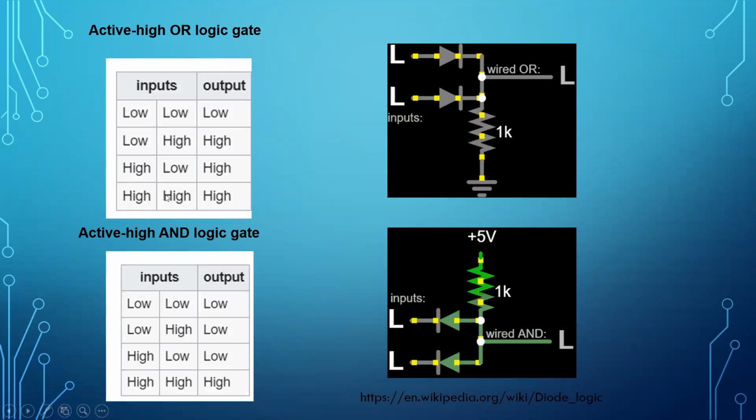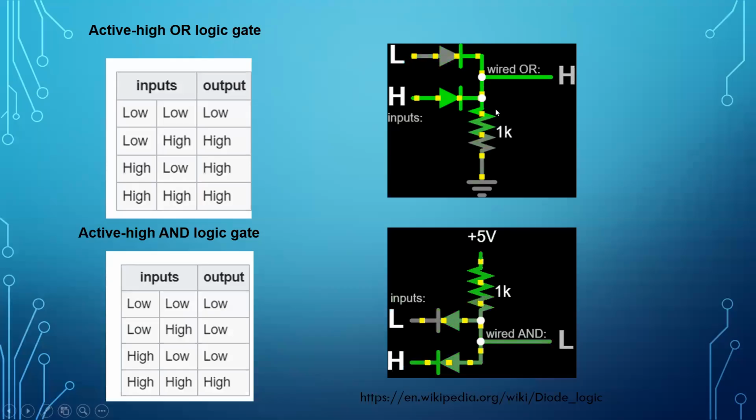Similarly, if both the inputs of the diodes are high, both the diodes will conduct and you will get current in the resistor, and the output across the resistor will be high. So this is the implementation of the OR gate.